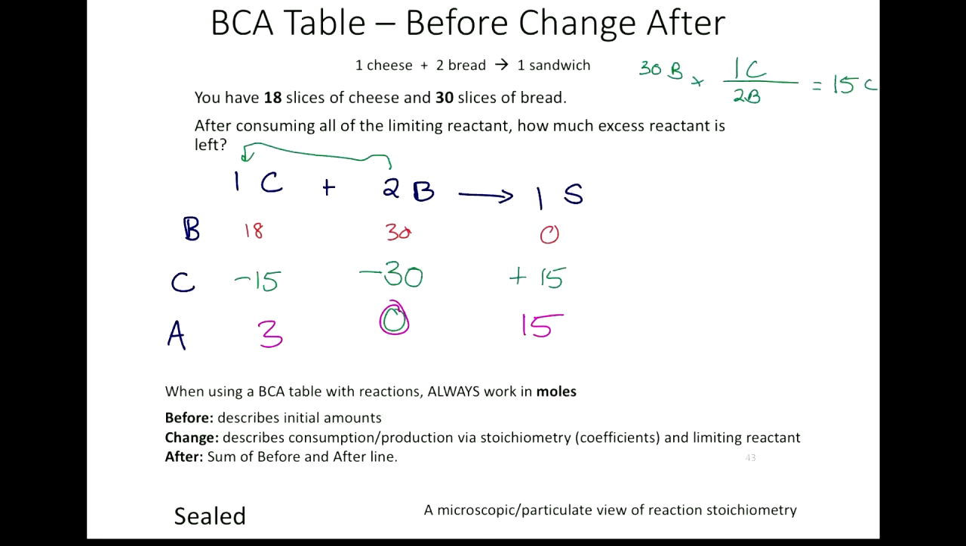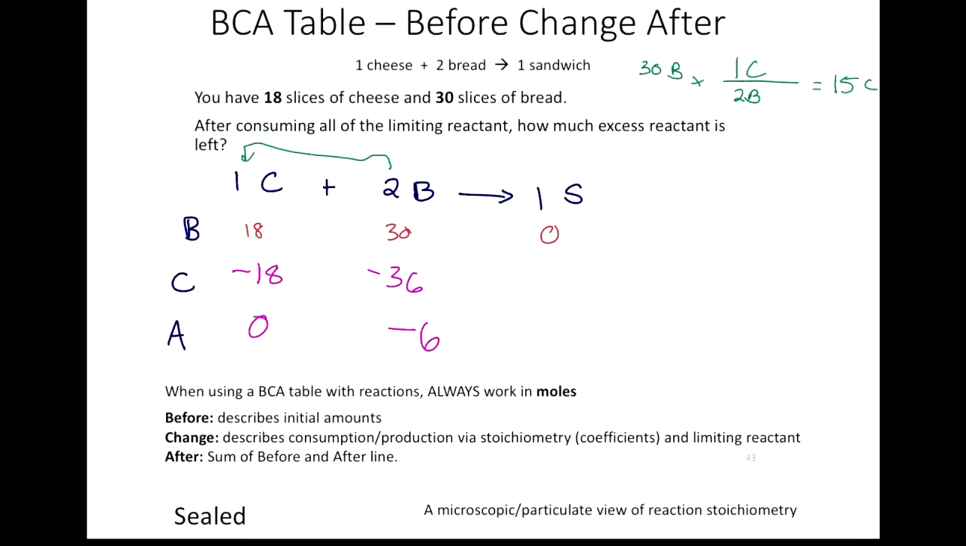So let me just show you, let's pretend that you didn't know that bread would run out first, and I'll show you what that would look like. So let me just delete all of this real quick. So let's pretend that you thought, oh, no, we'll consume all the cheese. We'll just see what that looks like. All right, so if we consume all the cheese, minus 18, so we have 0 cheese. But if we consume 18 cheeses, how many breads do we also need to consume? 36. And so when you do that subtraction, how many breads do you have left? -6. Is that possible? No.